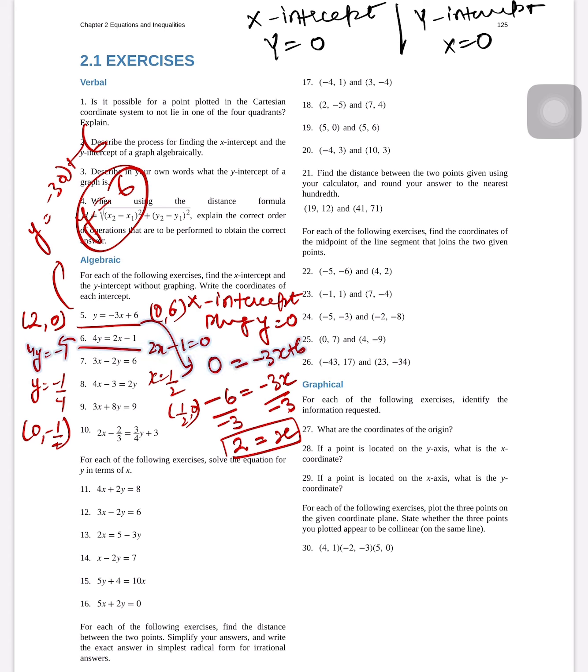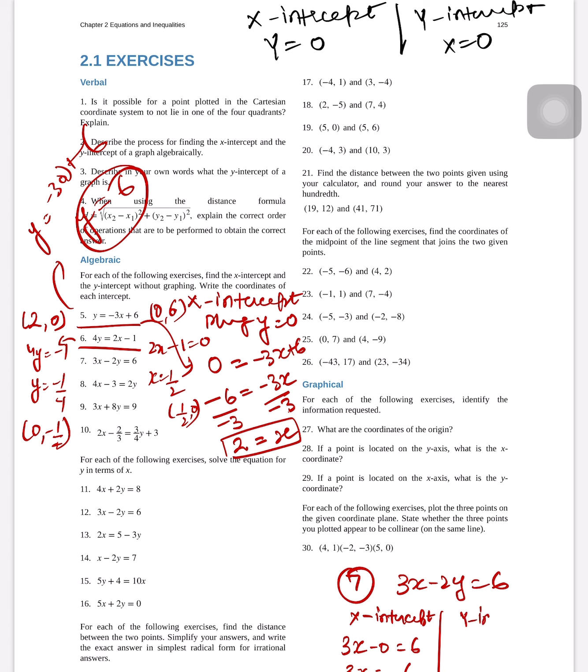I'll solve one more question, like the 7th one, which says 3x minus 2y is equal to 6. So for the x-intercept, you have to put y equals 0. So 3x minus 0 is equal to 6. So 3x is equal to 6. x is equal to 2. So the x-intercept is (2, 0).